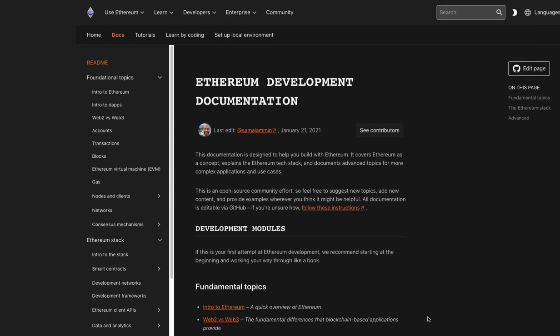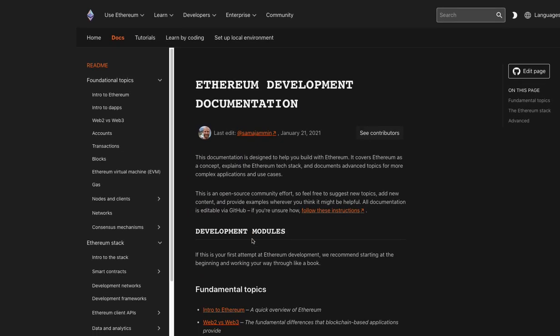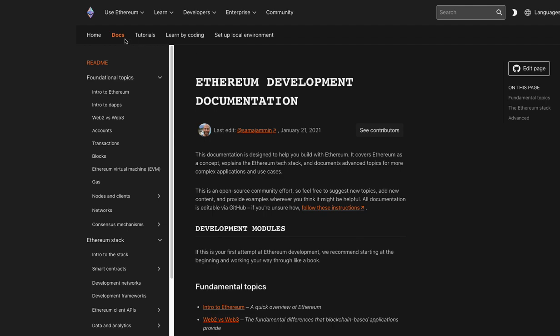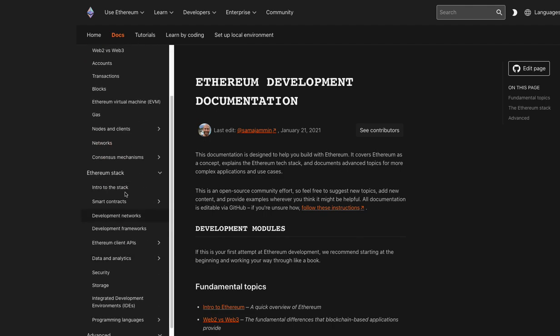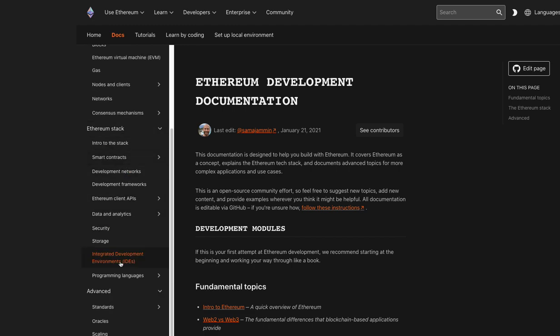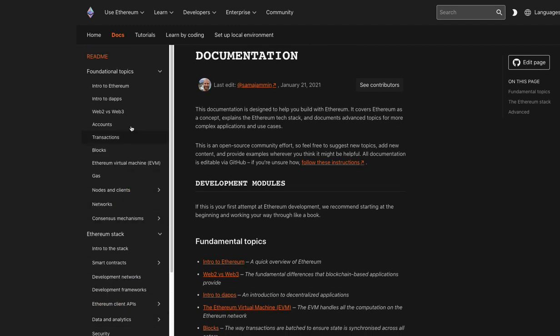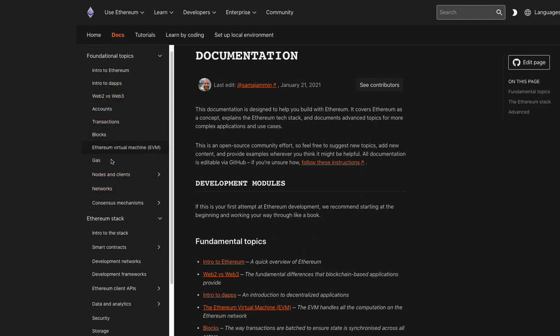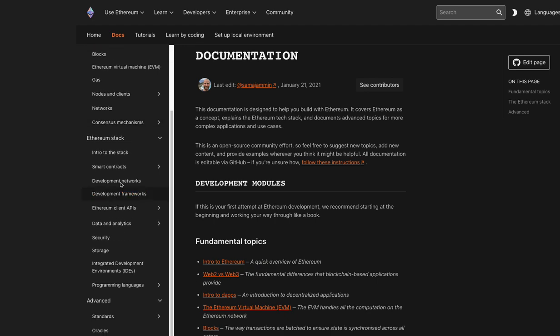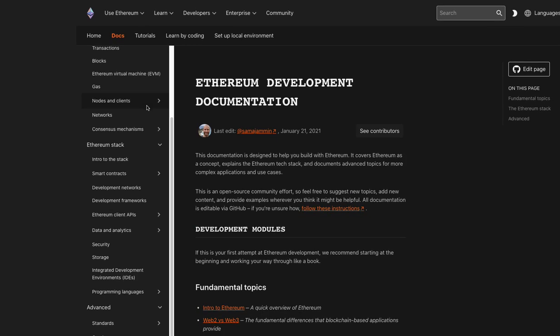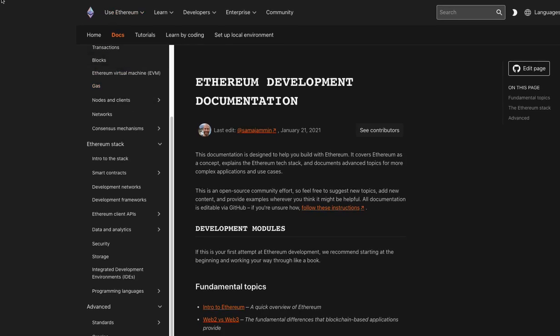So pretty much that's it. But the most important thing is reading the architecture of Ethereum. Here you can see the Ethereum stack. Don't go to the advanced topics. Go from the basic ones, the foundation topics. You should understand all of this knowledge, then you go on to understand the Ethereum stack. So yeah, pretty much that's it.